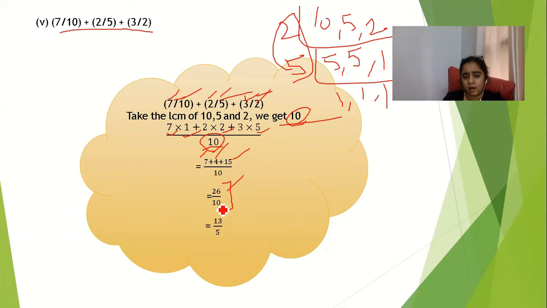And I can also reduce this answer, that is, if I divide by 2. If I cut these numbers with 2, that is 2 times 13 is 26 and 2 times 5 is 10. So my answer would be 13 upon 5.